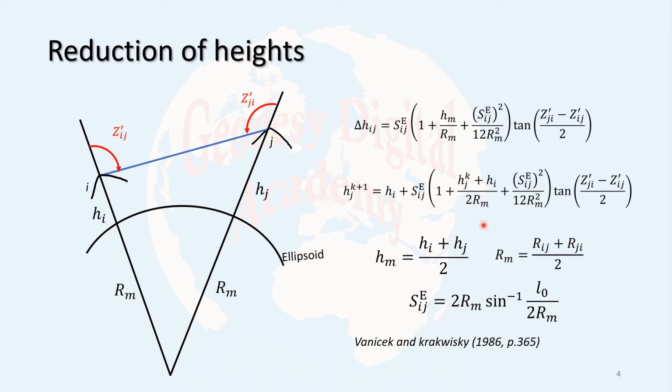So as you see, I need Hj, but I need Hj as well. I want to compute Hj, but I need Hj itself. So such a formula can be solved iteratively. So I put some approximate value here. Then I will estimate a new value. And I put it back, get a new value until the solution converges.